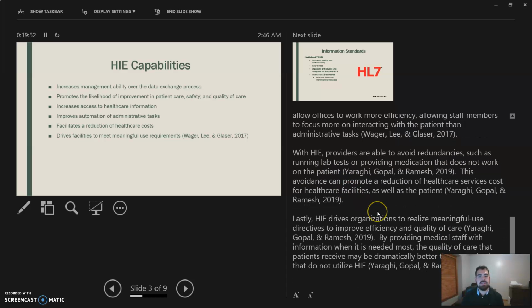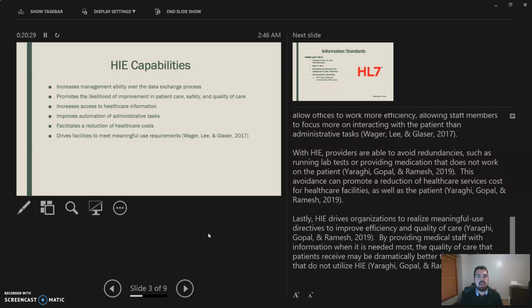With HIE, providers are able to avoid redundancies such as running lab tests or providing medication that doesn't work for the patient. This avoidance can promote a reduction of healthcare service costs for the healthcare facility as well as the patient. And lastly, HIE drives organizations to realize meaningful use directives to improve efficiency and quality of care. By providing medical staff with information when it's needed the most, the quality of care that patients receive may be dramatically better than organizations that do not utilize HIE.